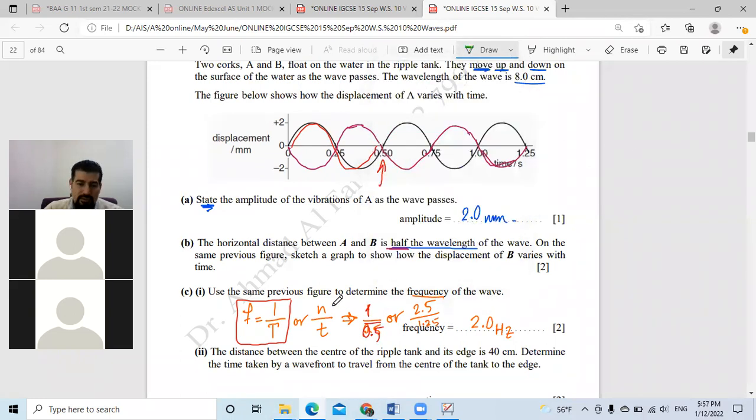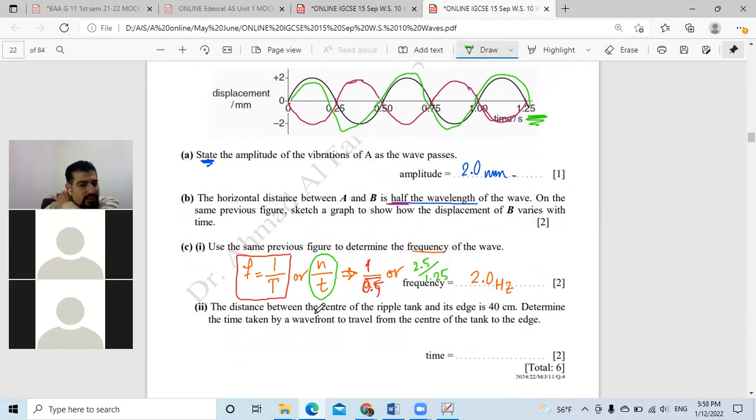Or if you don't want to use this formula, you can say frequency equals the number of vibrations divided by time. How many waves do we have here? We have two and a half waves, so the number of vibrations is 2.5, divided by the time, which is how much? 1.25, and you also get the same answer. So it's your choice in the exam how you think about it. So 2.5 waves over 1.25, or 1 over 1/2, you will get the same answer, 2 hertz. Good.